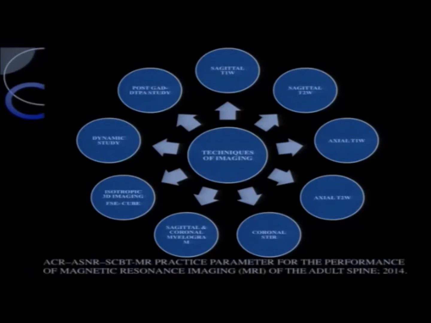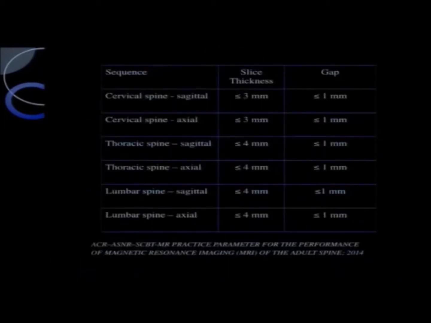So these are the current guidelines provided by ACR and ASNR. In terms of slice thickness, there is insistence on 3 mm in the cervical spine with less than 1 millimeter gap. We keep a gap of 0.3 millimeters. And in the thoracic and lumbar spine, you have 4 millimeters or thinner sections with a gap of 1 millimeter or lesser.